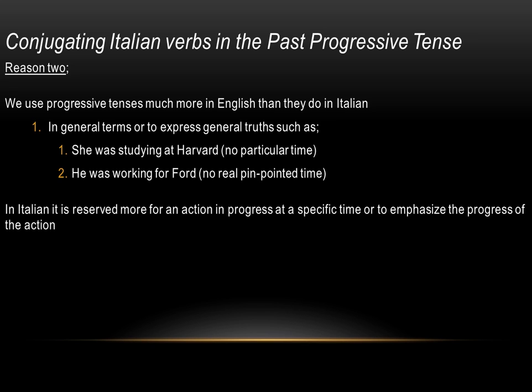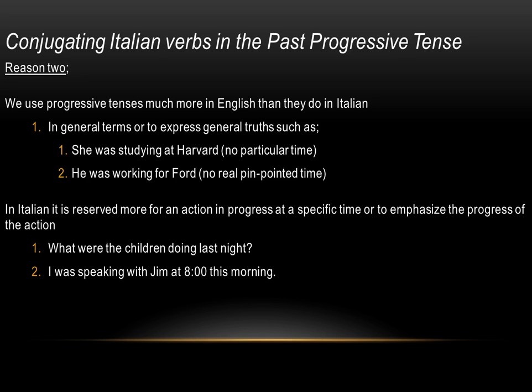In Italian, it's reserved more for an action in progress at a specific time or to emphasize the progress of an action. "What were the children doing last night?" Specifically last night. "I was speaking with Jim at 8 o'clock this morning." 8 o'clock this morning, a specific time. Now let's take a look at the past progressive tense in Italian.